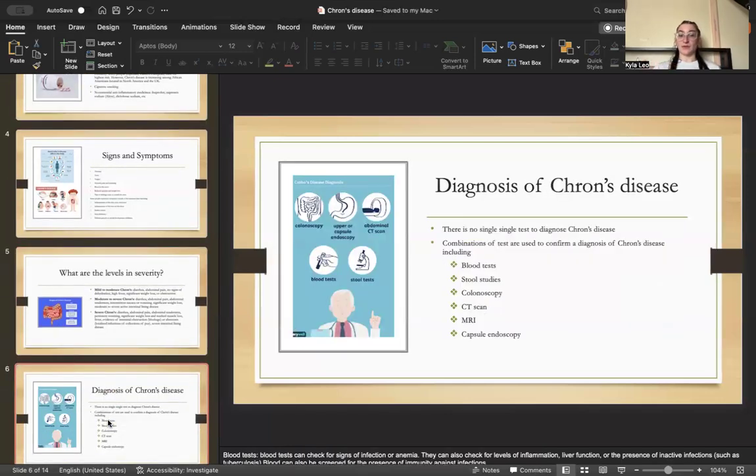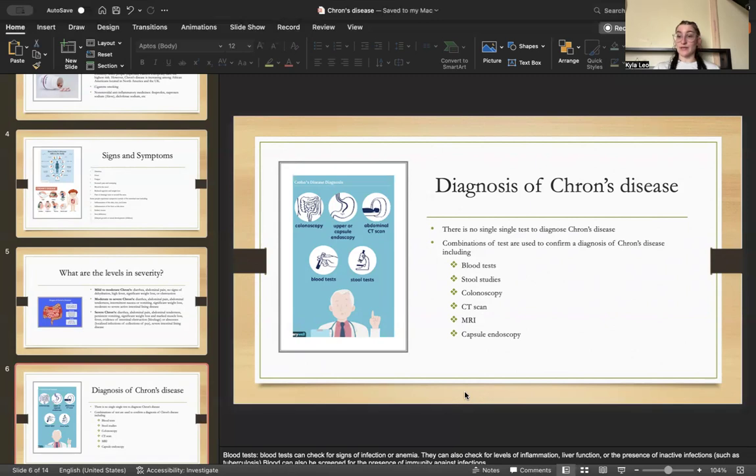So, how do you diagnose Crohn's disease? There is no single test to diagnose Crohn's disease. Doctors will use a combination of tests, which include first blood tests. Blood tests can check for signs of infection or anemia. They can also check for levels of inflammation, liver function, or the presence of inactive infections such as tuberculosis. Blood can also be screened for the presence of immunity against infections as well.